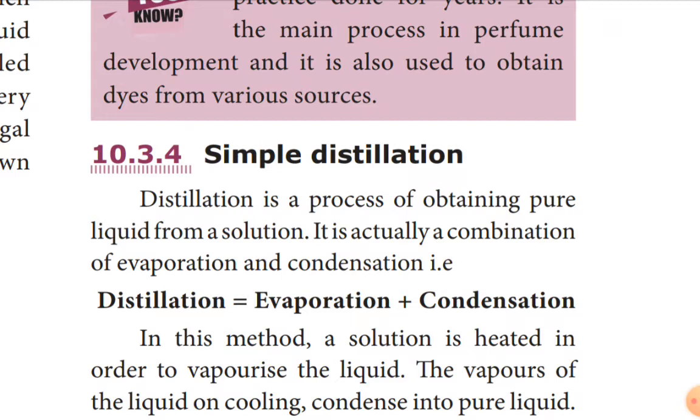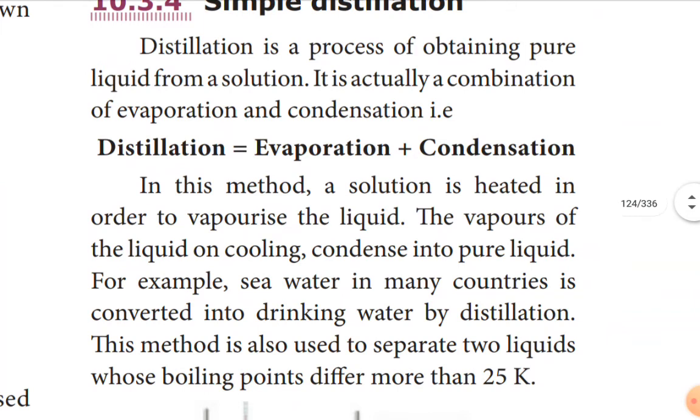Distillation is a process of obtaining pure liquid from a solution. It is a combination of evaporation and condensation. In this method, a solution is heated in order to vaporize the liquid. The vapors on cooling condense into pure liquid. The first step is that the solution is heated to vapor; that is called evaporation. Second, the vapors are cooled and condensed into liquid; that is called condensation.